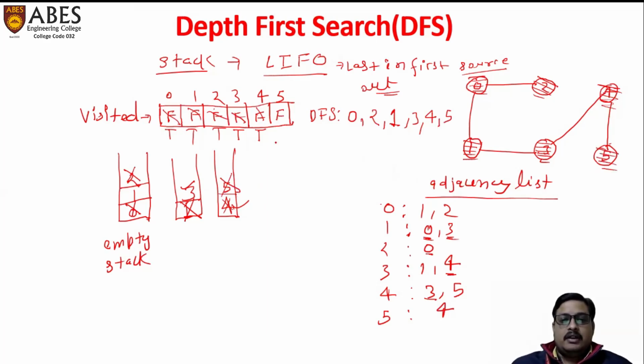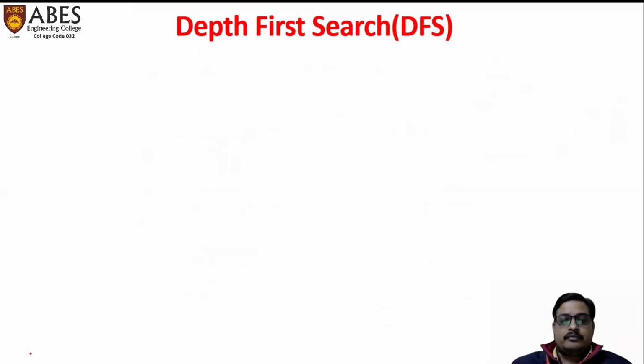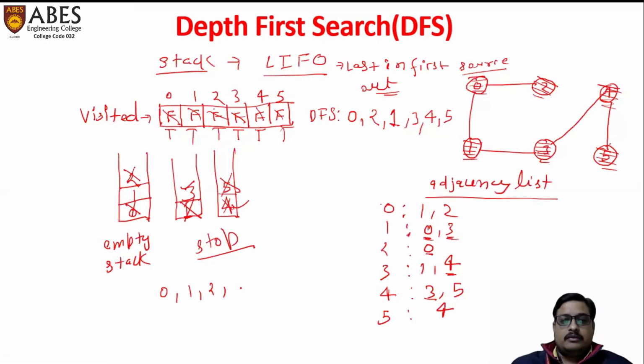And now we can see the stack is empty and there is nothing to add to the stack. So we'll stop here, and we'll check if there is any vertex which is not visited. All vertices are visited, and there is no need to move further. So the final DFS list is 0, 2, 1, 3, 4, and 5. So this is the DFS.